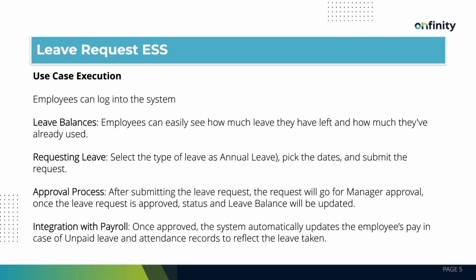During execution, the employee can log into the system and easily see their remaining leave balance and how much they have already used. To request leave, the employee selects the leave type as annual leave, picks the dates, and submits the request. Once submitted, the request will go for manager approval. After the leave request is approved, the status and leave balance will be updated. The system will also automatically adjust the employee's pay in the case of unpaid leave and update attendance records to reflect the leave taken. Now, let's dive into the system and see this in depth.